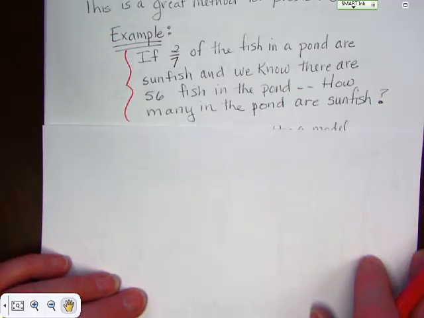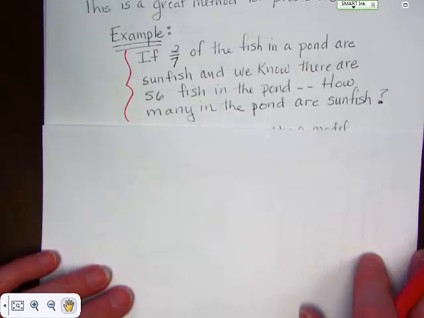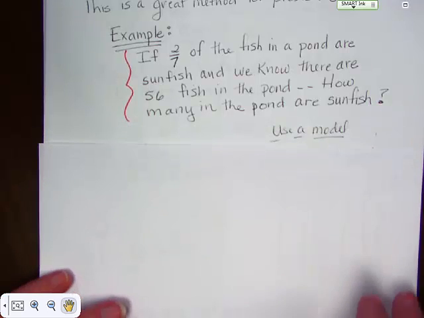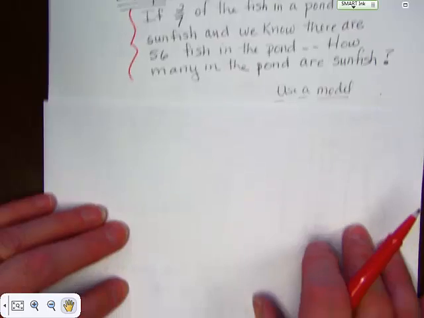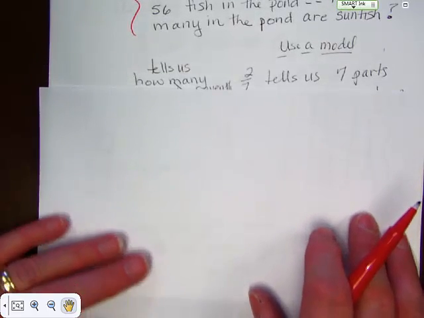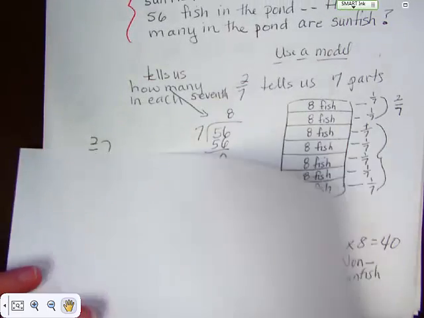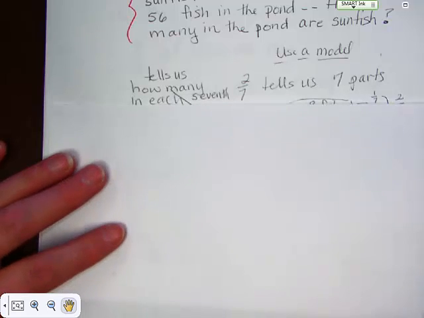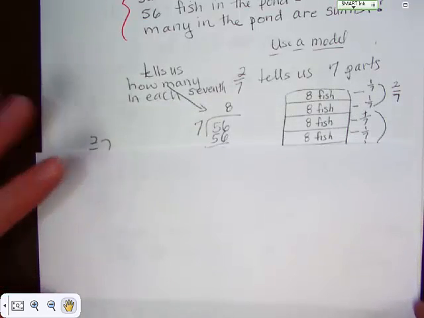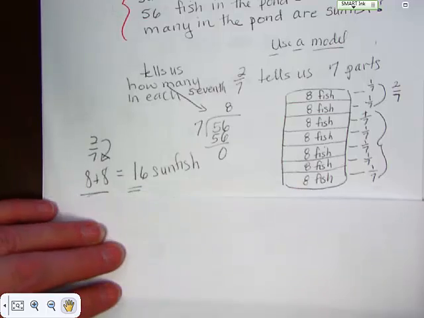If 2/7 of the fish in a pond are sunfish, and we know there are 56 fish in the pond, how many in the pond are sunfish? It would be a good idea to use a model. Now, there's two kinds of models that we could probably use. We have done models before, so it's not all that difficult.